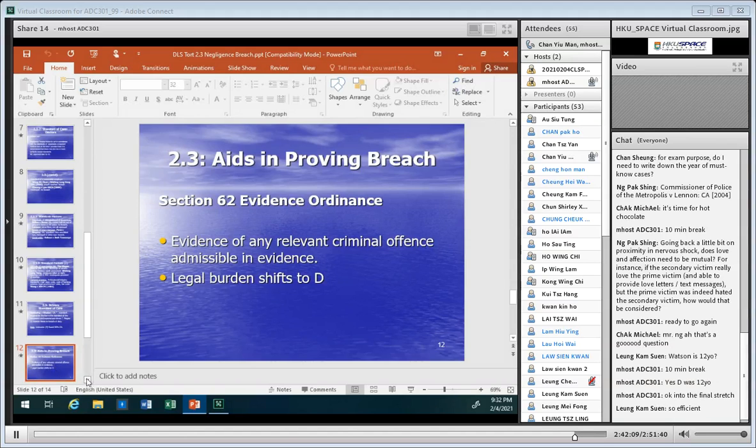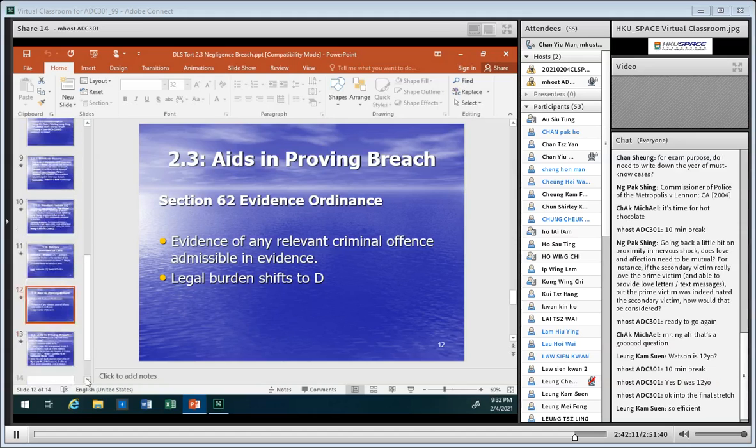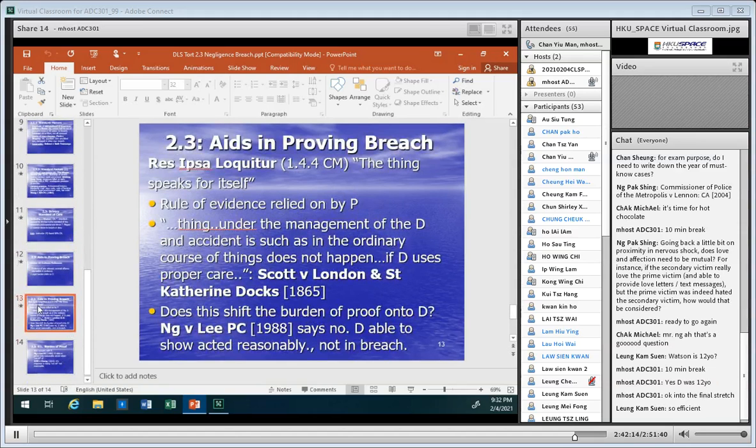And the other one, which I'll go through now, it's getting a little bit late, but I'll go through it quickly and we'll review this again when we meet again, which is Tuesday next week. There is another aid in proving breach, and this is actually mentioned way back on page 15 of your course manual, under the heading 1.4.4. It's a Latin expression called res ipsa loquitur, meaning the thing speaks for itself.